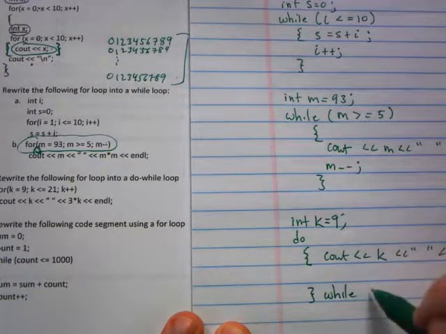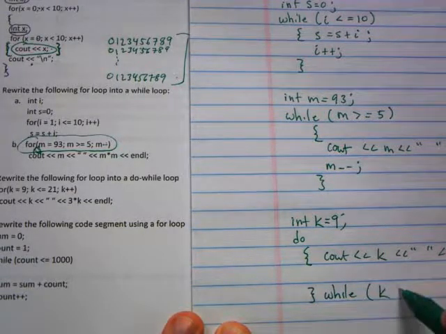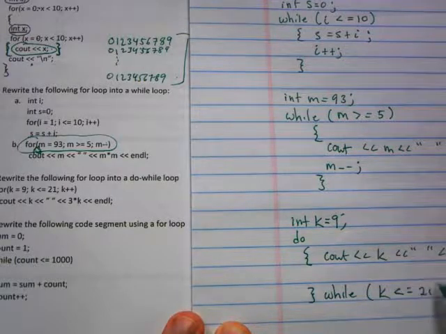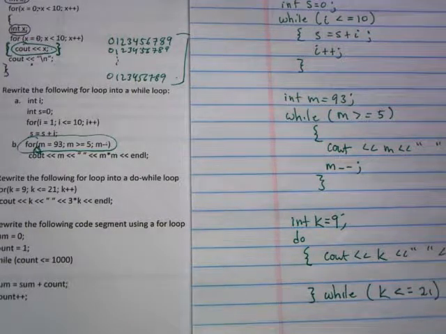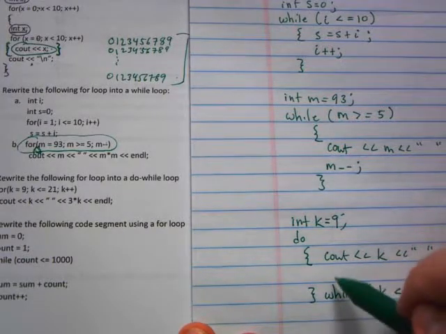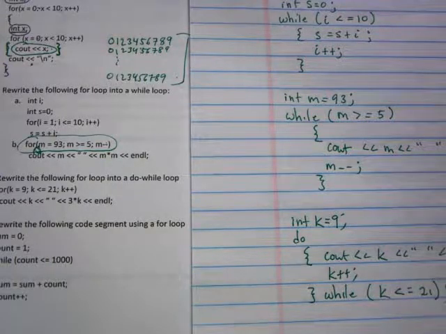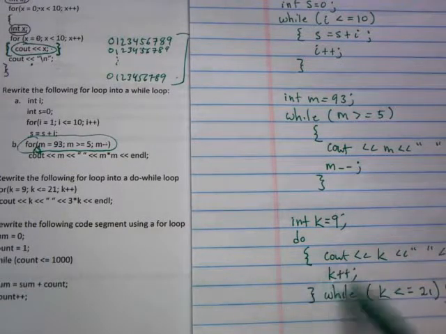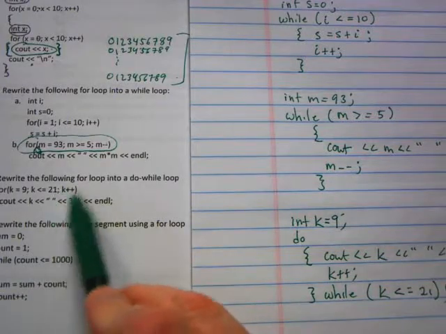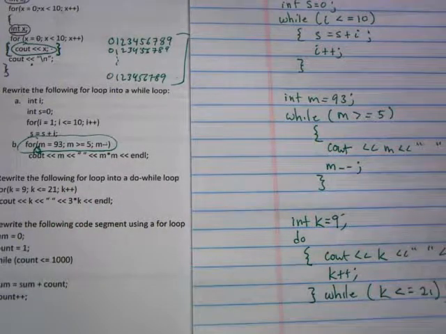While k is less than or equal to 21. All right, so 2 mistakes. I need the semicolon, and I also need to increment my k. And again, that's the downside of using a do loop or a do while loop, is sometimes it's easy to forget to increment your thing within the loop itself. Where with the for loop, you can't forget it. It's part of the code right at the beginning.